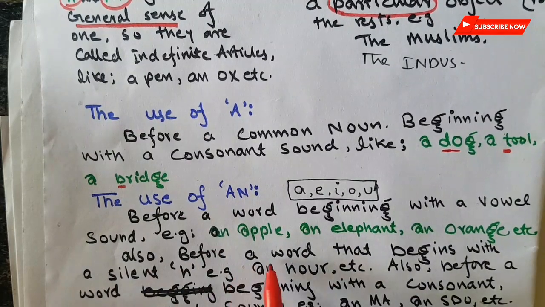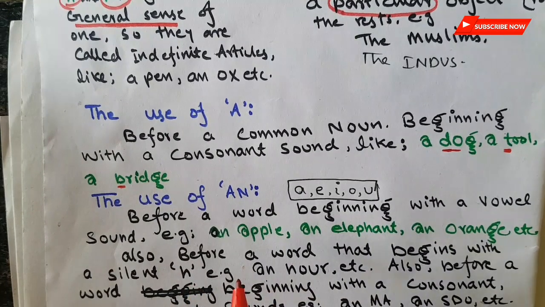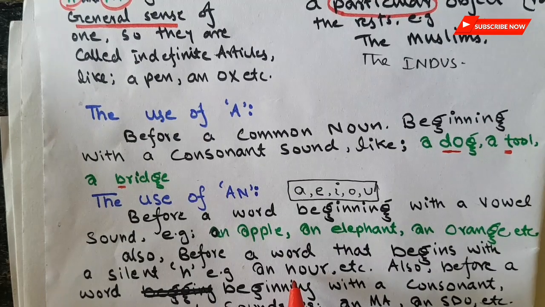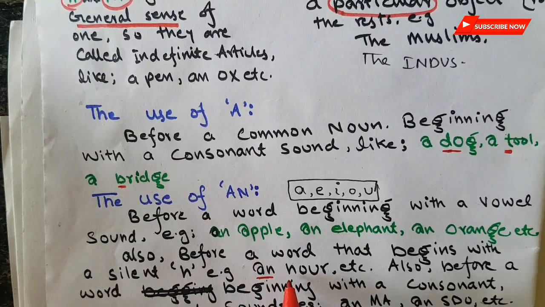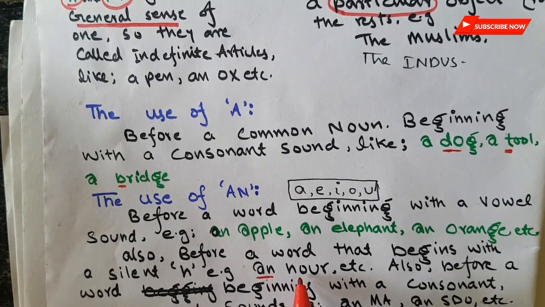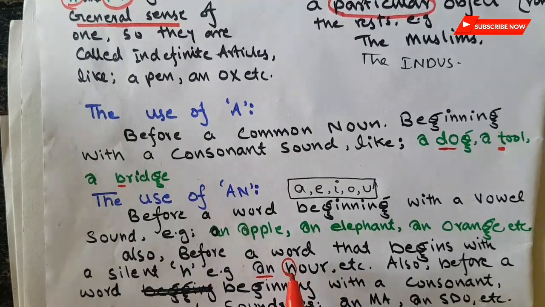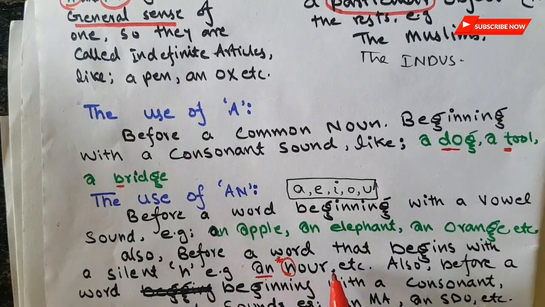Also, it can be used before a word that begins with a silent H, because when the H is silent, it gives a sound like a vowel. Therefore, we put AN with words which begin with a silent H. An hour, this is the example for the use of AN. An hour, we can't say a hour because here the H is silent and it sounds like a vowel. Therefore, we put an hour, etc.